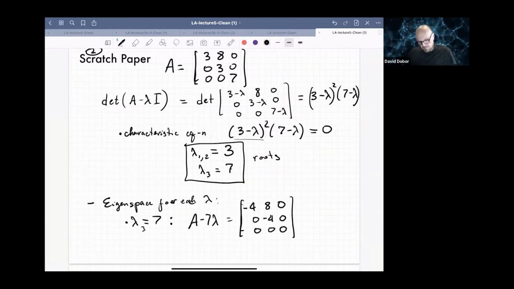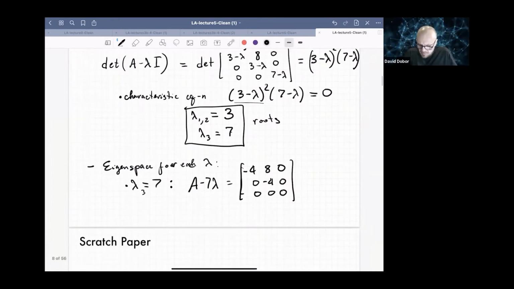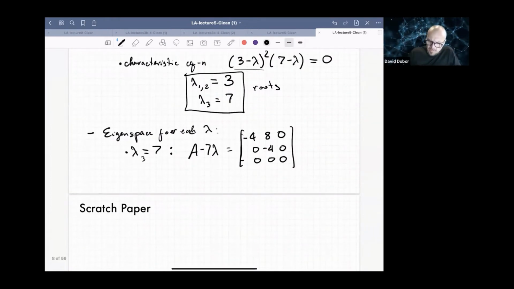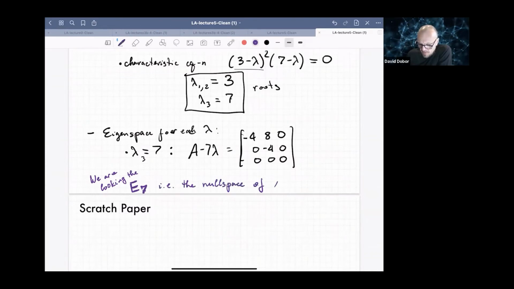Now watch what happens. What's the next step, please? We're looking for the eigenvector associated with this, so really the eigenspace associated with 7. How many eigenvectors are there in this space? What am I solving? In other words, we're looking for what's in the null space of A minus 7I.